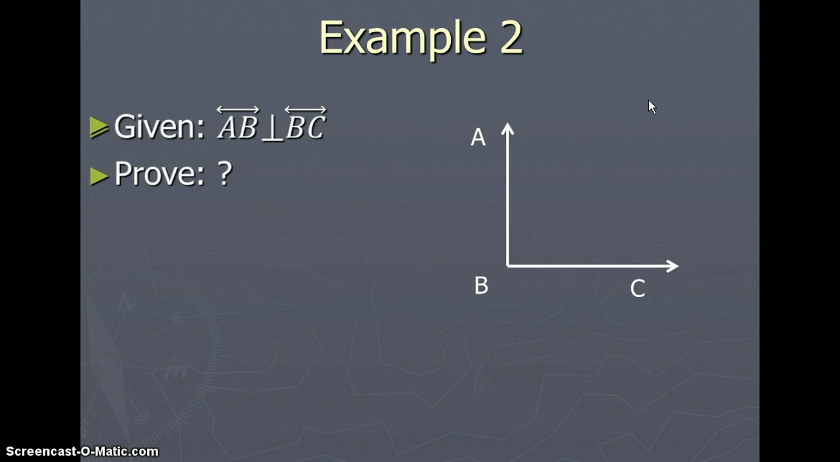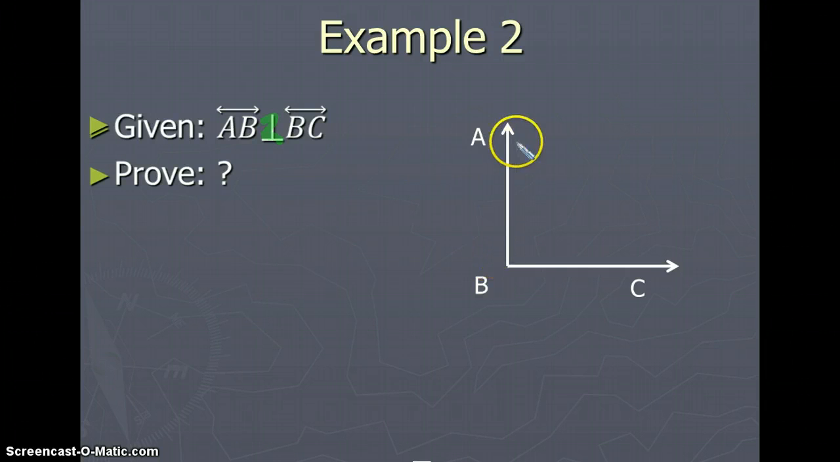Example 2, where you have line AB perpendicular to line BC. So right there, there's our key piece of information, perpendicular. So we start thinking about what perpendicular means. It means one of two things. Either we have a right angle or a 90-degree angle. And we're going to choose, we've already talked about right angles, so I'm just going to continue that path.